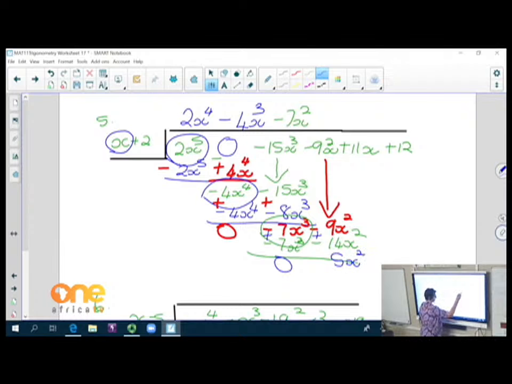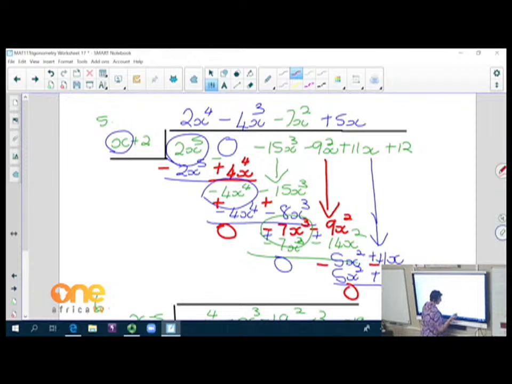And we bring down the plus 11x. Bring down this one. So how many times will x divide into that one? Plus 5x times. So it is 5x squared plus 10x. We're going to subtract. We change the second signs. That one is a 0. And this is plus 11 minus 10, which is 1x. Bring down the 12, plus 12.